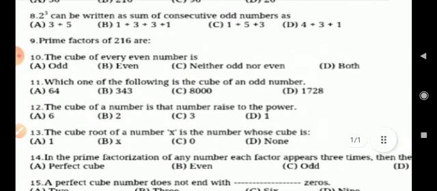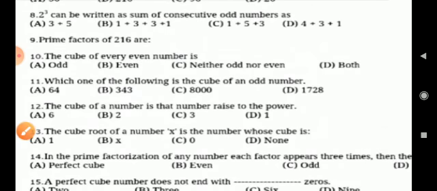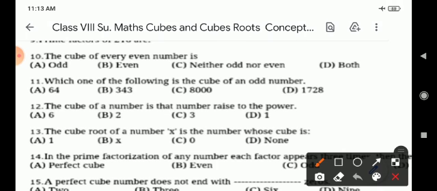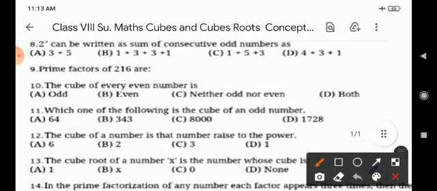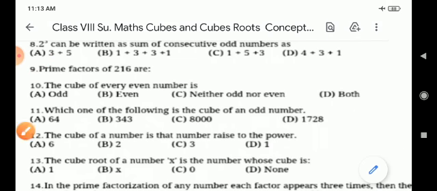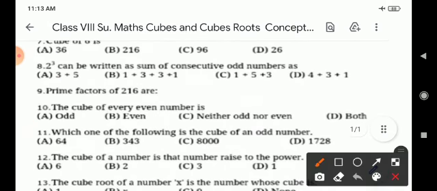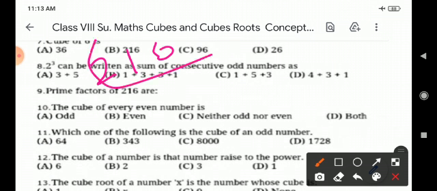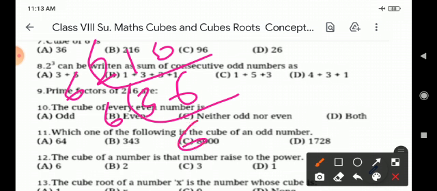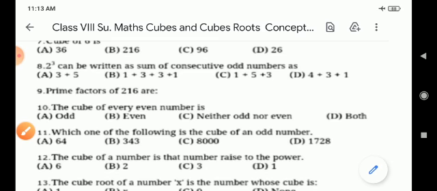The prime factors of 216, question number 9. Prime factor of 216, that is 216. 6 3s are 18, 6 6s are 36. So prime factor of 216 is 6. The answer will be 6.